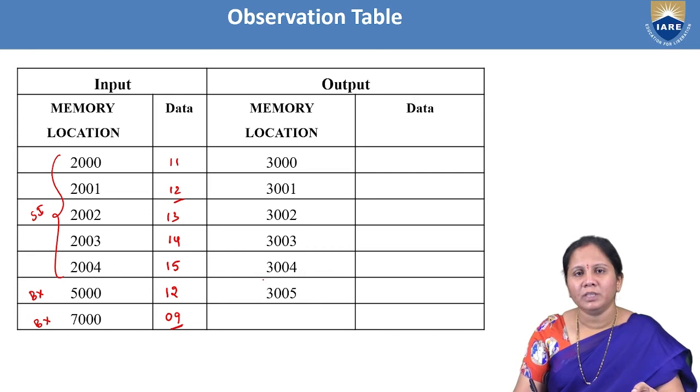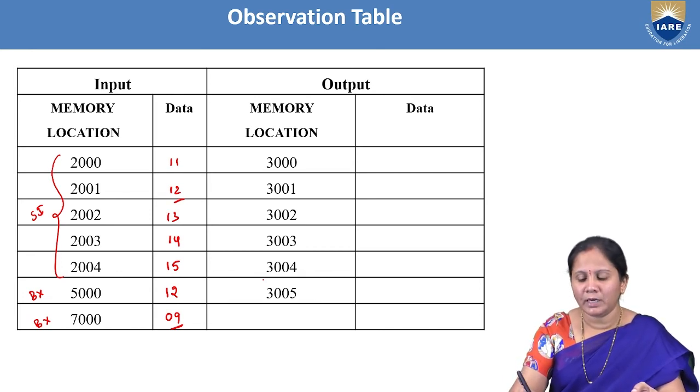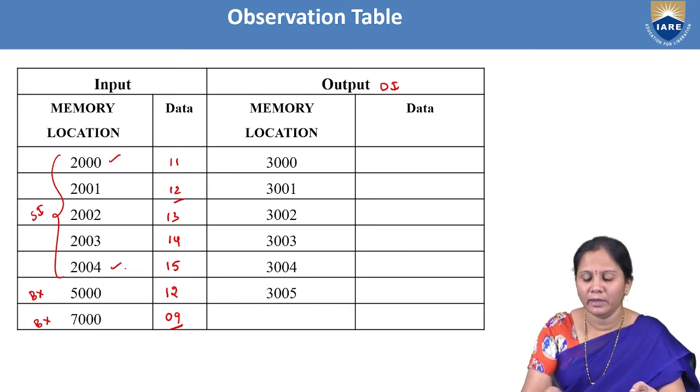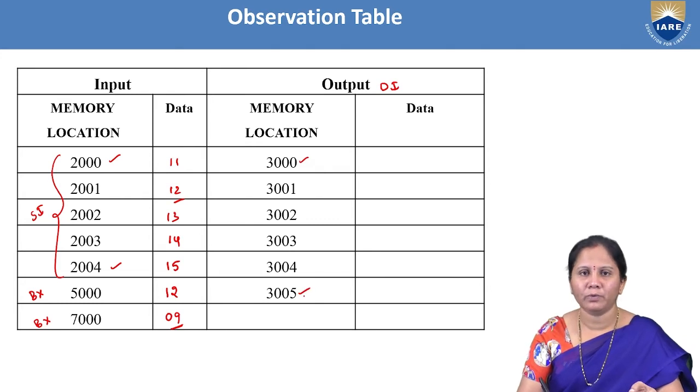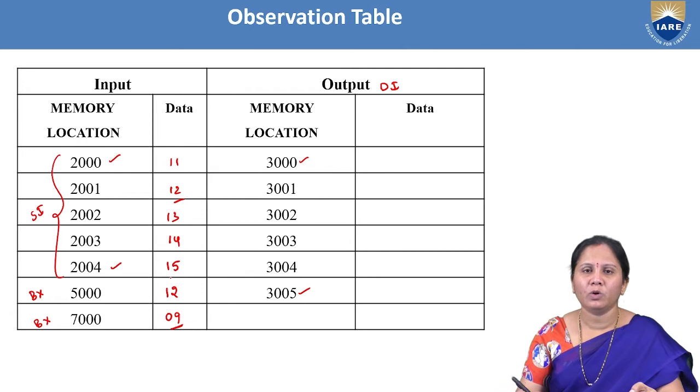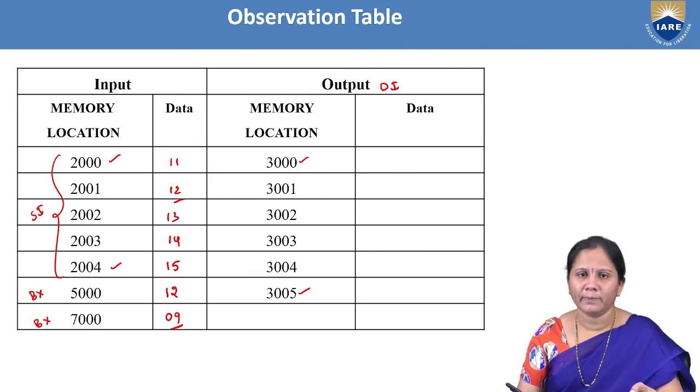After executing that assembly language program, the output will be stored in the DI register. If you observe here, the input SI will have 2000 to 2004 only, but the DI location will be from 3000 to 3005, not 3004. Why? Because after inserting this number, one location is incremented.